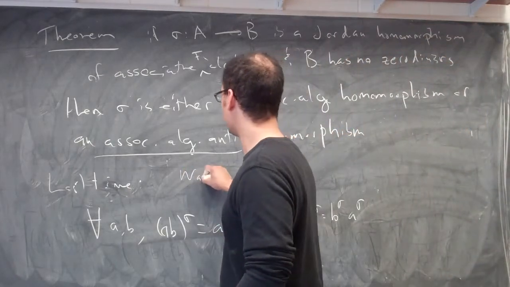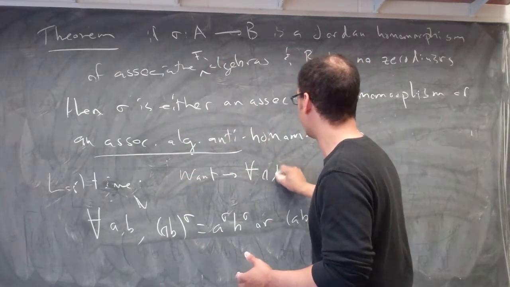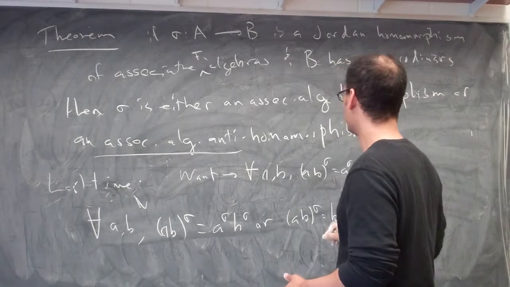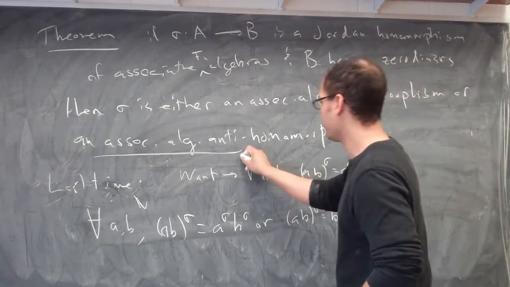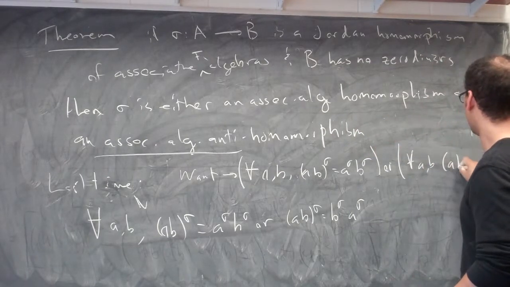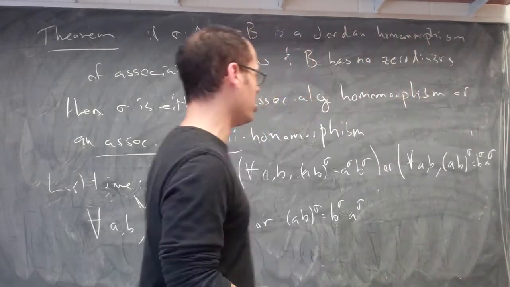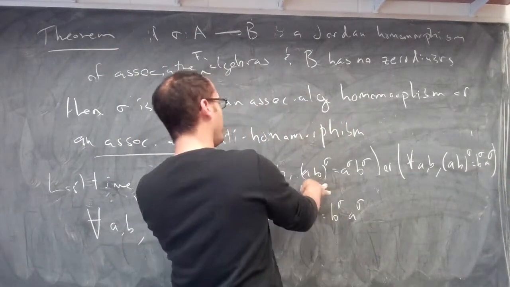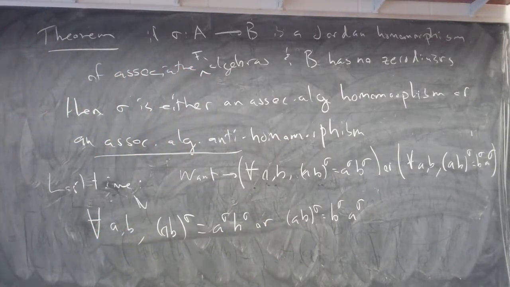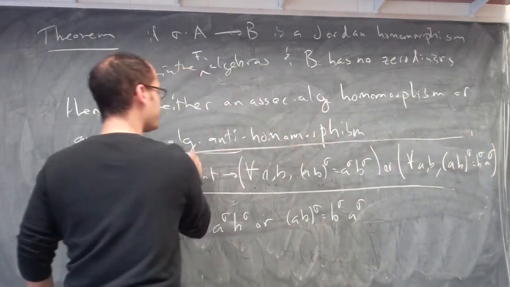What we actually want is that for every pair of elements, AB sigma is equal to A sigma B sigma. In other words, this is the statement that it's a homomorphism. Or, for all things, AB sigma is B sigma A sigma. That's the statement that it's an anti-homomorphism. We want either for all things this or for all things that, not for all things one or the other. Right? Okay, so it's a difference of quantifiers. Now, what we're going to do is argue that this statement is true by way of contradiction.